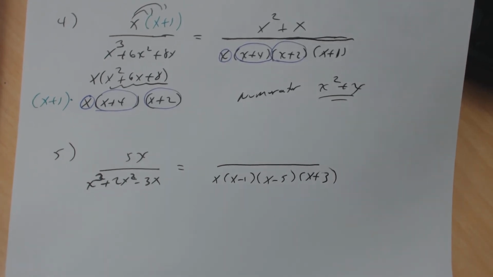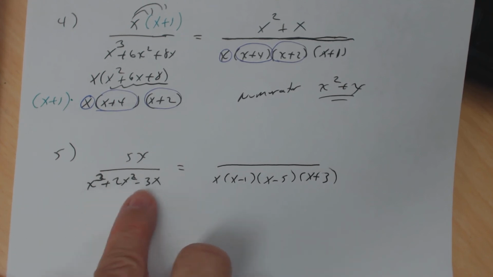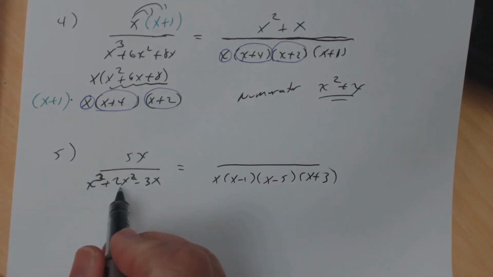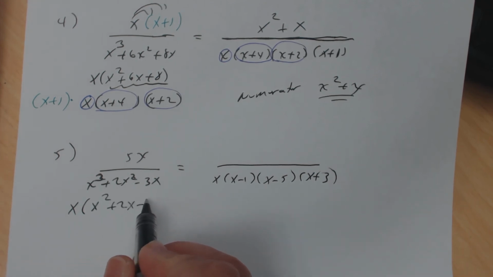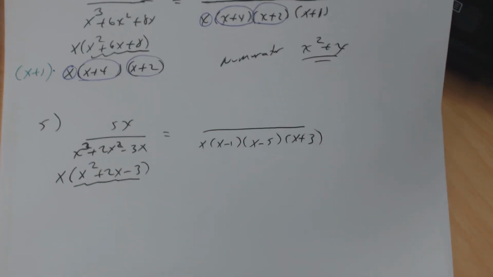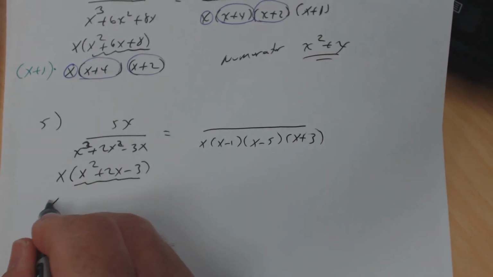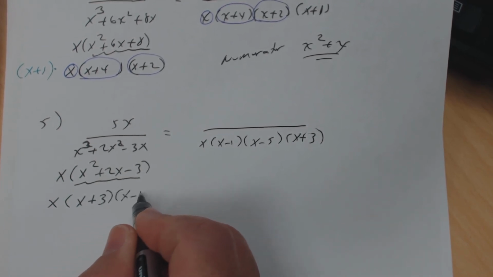All right. So again, we have to see how this is in factored form and this is not. So you got to factor this. So factor out the x. I get x times x squared plus 2x minus 3. And then factor this trinomial. So I get x times x plus 3 times x minus 1.